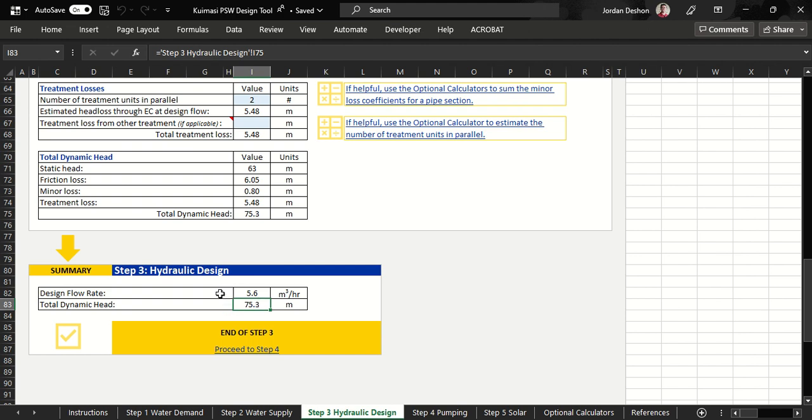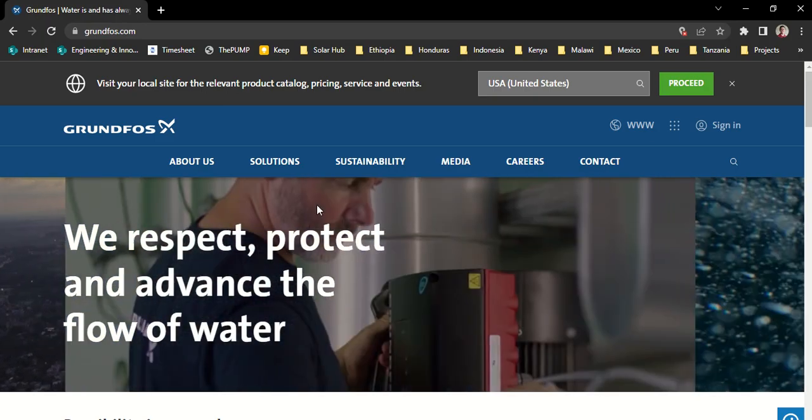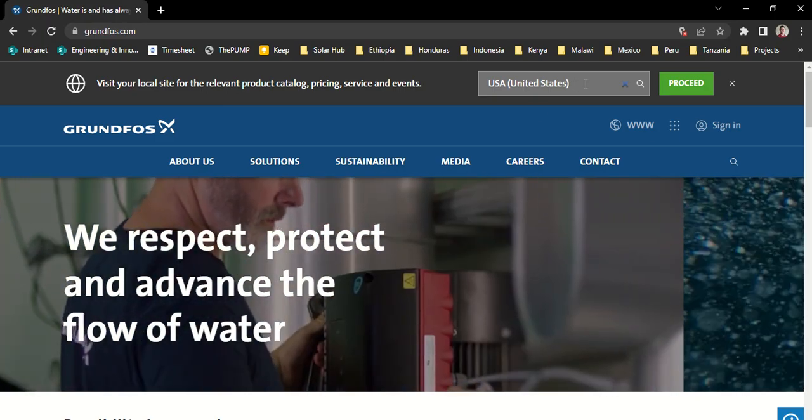We have a specific design flow rate and total dynamic head that we need our pump to operate at. So that's a flow rate of 5.6 cubic meters per hour and a head of 75.3 meters. Let's look on the Grundfos website to find a pump that's appropriate for that.